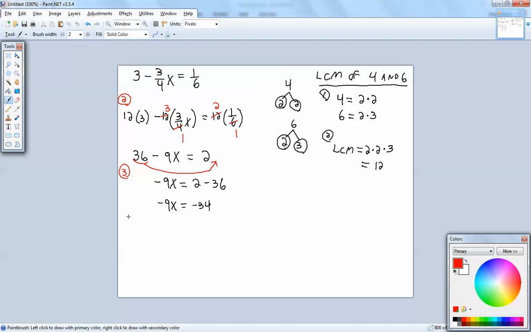And then step 4 says to divide both sides by the number in front of your x. Well, the number in front of our x is a negative 9, so we'll divide both sides by negative 9. And we get x is equal to, negative divided by negative is positive, so we got 34 over 9. That doesn't simplify, so that would be our answer.